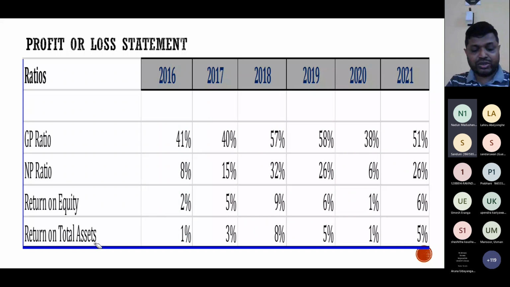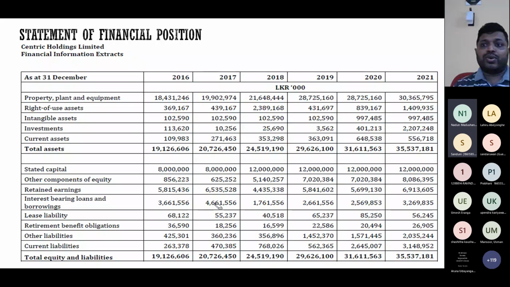Right, now we will look at the financial position. Over the period, property, plant and equipment has gone up from 18 billion to 30 billion. You might have bought some assets to generate hydropower, and those property, plant and equipment cost 30.3 billion at the moment. There's a significant increase in property, plant and equipment over the period.